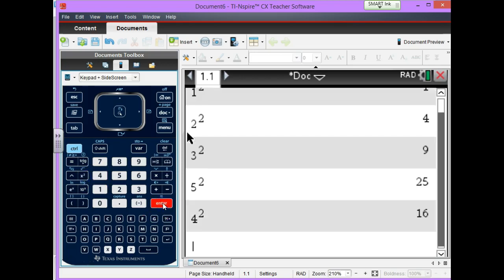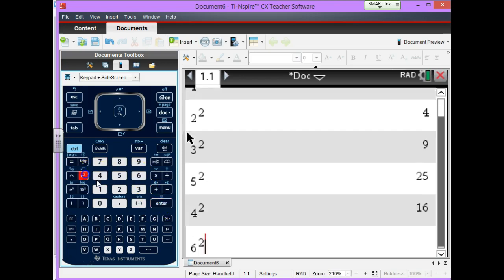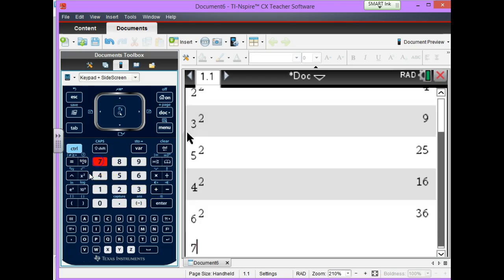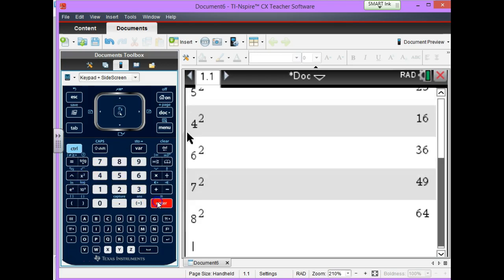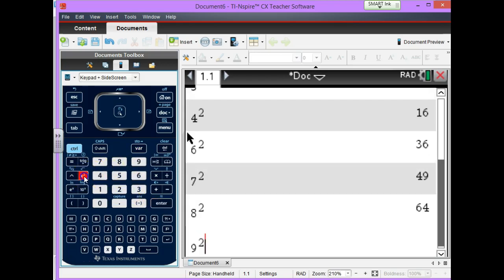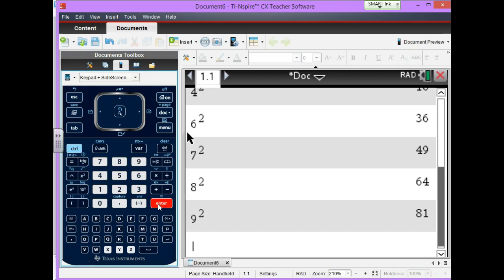1, 2, 3, 4, 5, and then 6 squared, 36. 7 squared, 49. 8 squared, 64. And 9 squared. Okay, so these are squares, right? We're dealing now with square roots, which is really just the opposite. Here, I'll prove it.